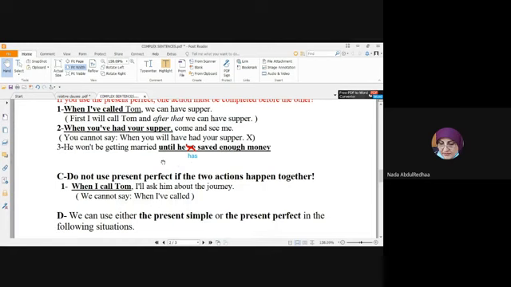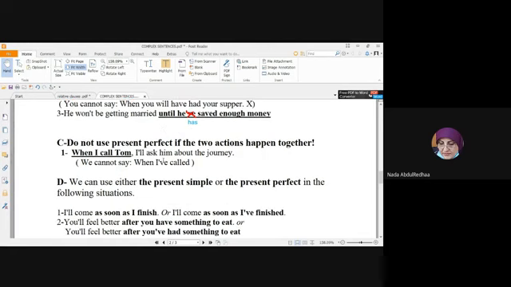The third note is that we don't use present perfect if the two actions happen together at the same time. As an example, when I call Tom, I'll ask him about the journey. We cannot say when I have called Tom. No, because these two actions... when I call Tom, it means that the action will be in the future, and the tense here is used in the present simple.